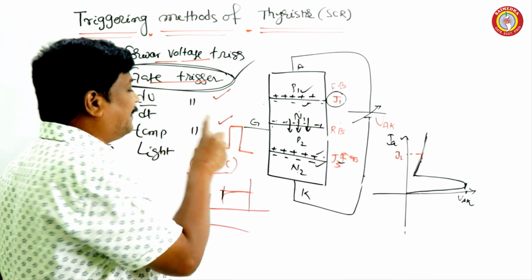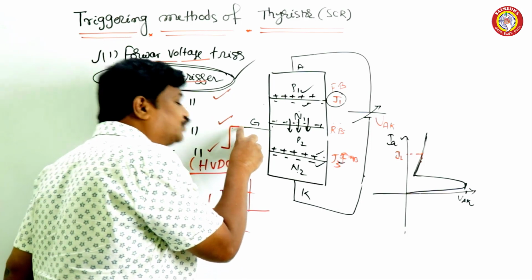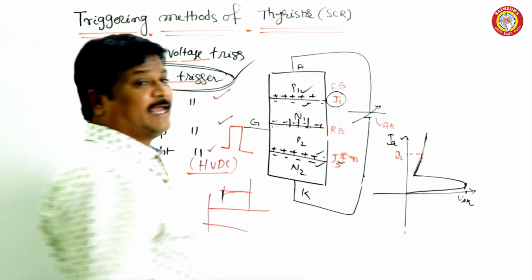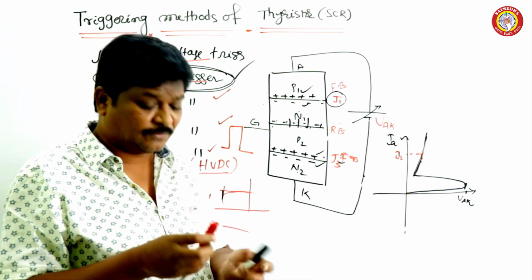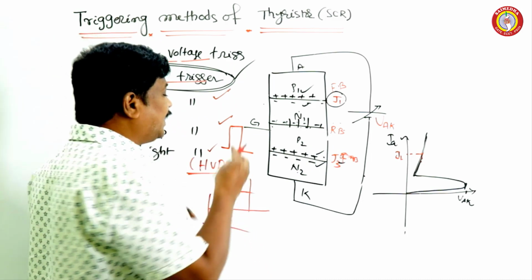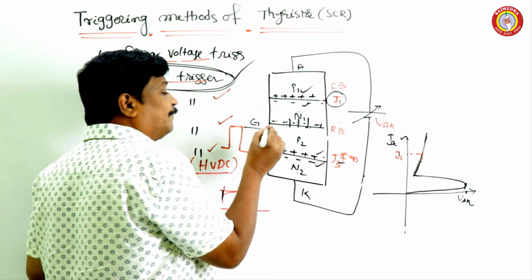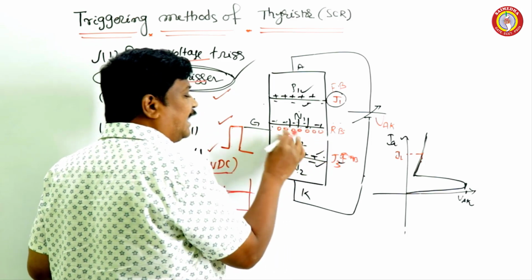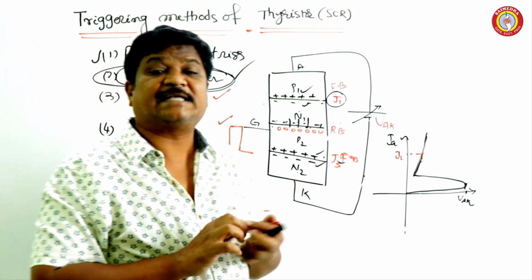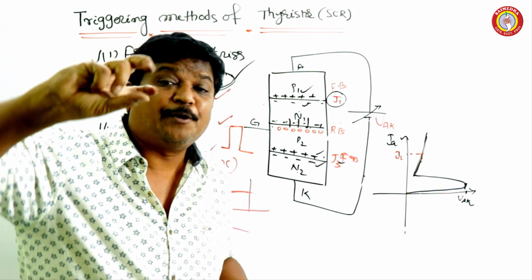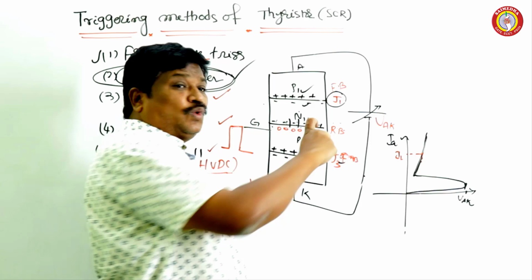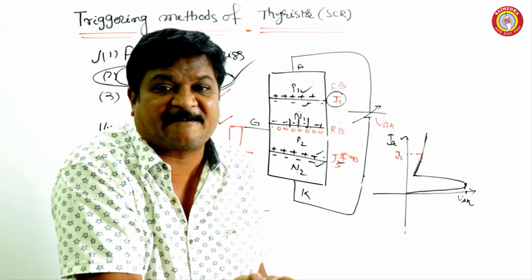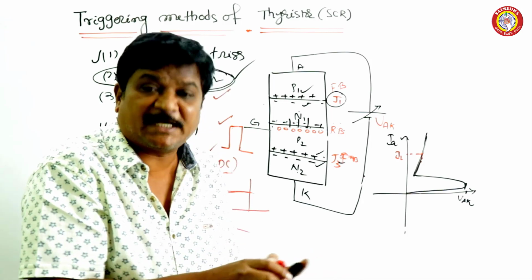So how does this happen? For example, if you give a positive supply here, an avalanche breakdown will take place. What happens when you give the positive voltage here? There is an accumulation of more charge here that creates a highly doped junction at J2. Automatically, breakdown will take place faster.